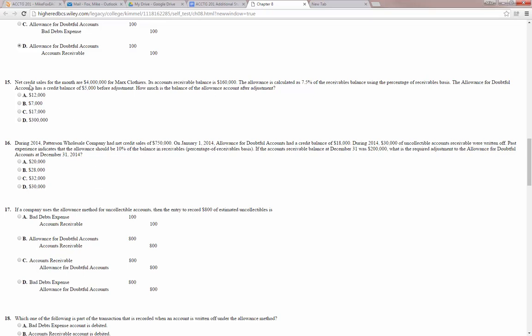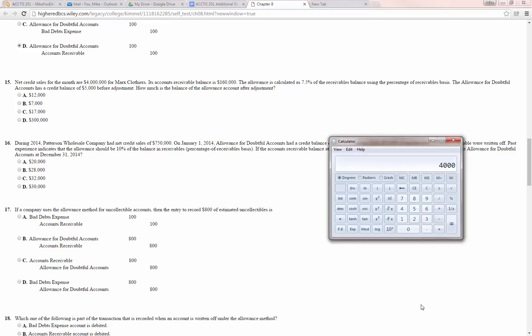So let's see. Again, the net credit sales for the month are $400,000. That's irrelevant. Accounts receivable balance is $160,000, and the allowance is 7.5% of receivables. So we'll say 160,000 times 7.5% should be $12,000. The allowance for doubtful accounts has a credit balance of $5,000 before adjustment. How much is the balance of the allowance account after adjustment?